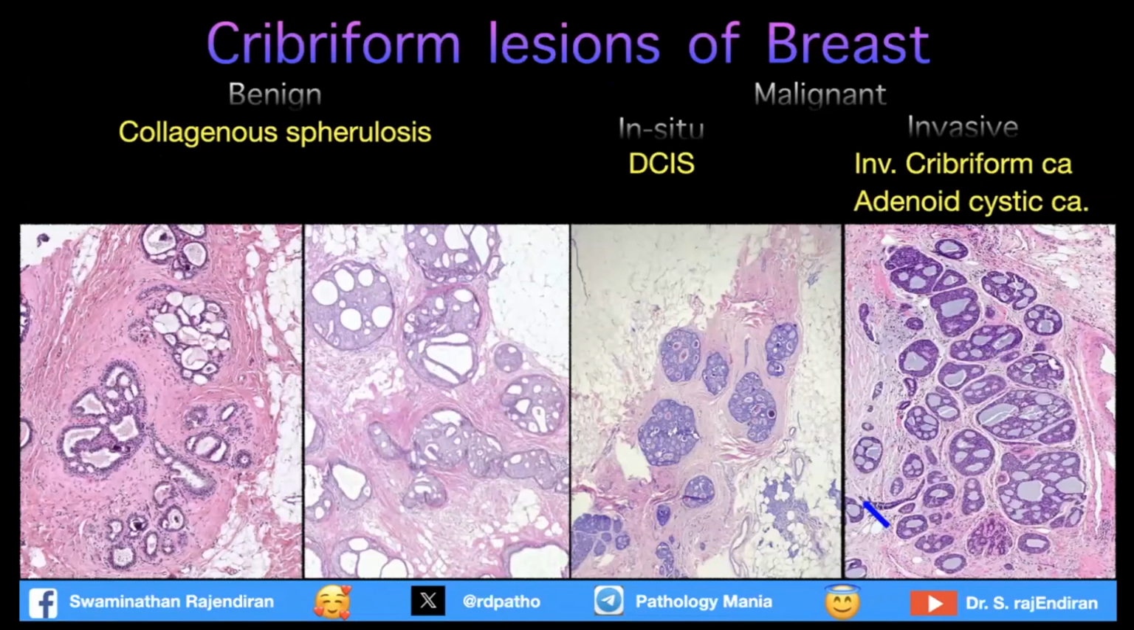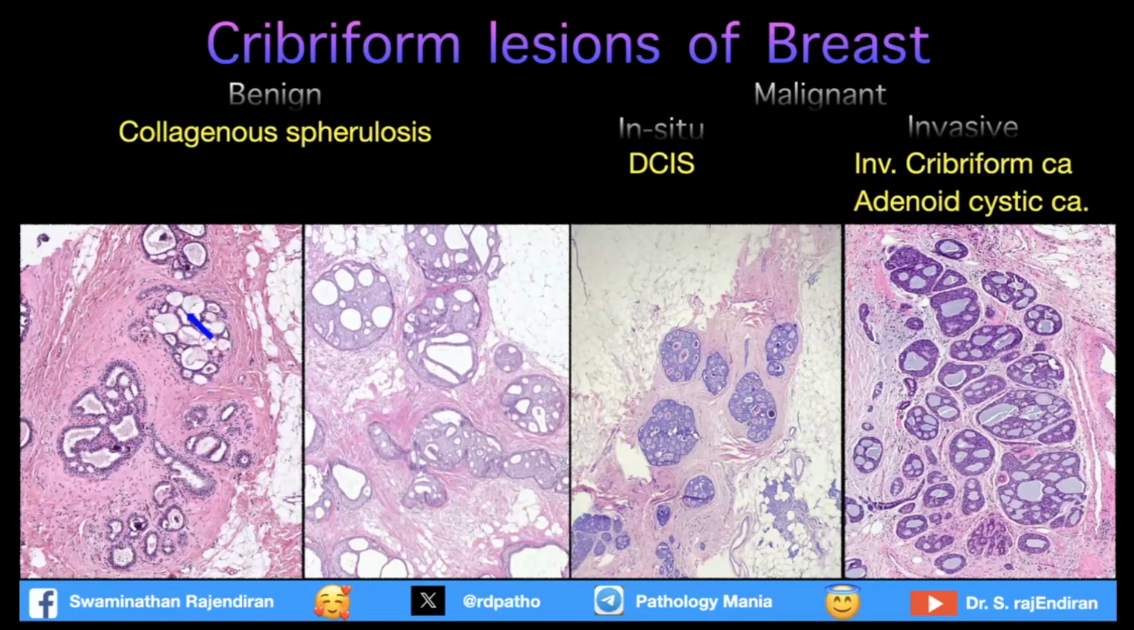The next problem with cribriform DCIS is the other cribriform lesions of the breast. Again, you have to classify them into benign and malignant, which is in situ and invasive. Collagenous spherulosis is a very good example of a cribriform benign lesion, whereas cribriform DCIS we already saw. And there are two tumors that can have cribriform pattern in the breast. They are invasive cribriform carcinoma and adenoid cystic carcinoma.